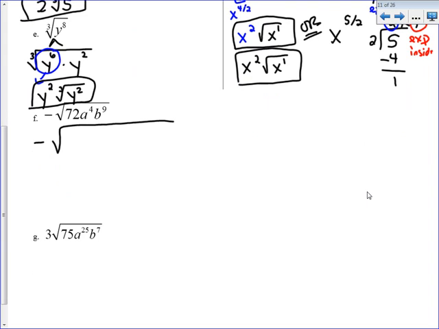So 72. We're looking for the largest perfect square, if any, that will evenly divide into 72. So if I'm sitting at home and I'm looking at my list, I'd say, okay, 72 is between 64 and 81. If I'm not sure, I just grab my calculator. I do 72 divided by 64. No. 72 divided by 49. No. 72 divided by 36. Does that one work? Yeah.